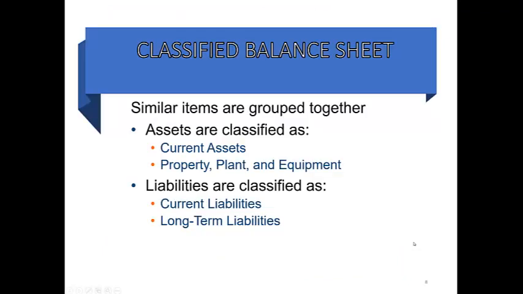Next, we'll look at the classified balance sheet. The balance sheet is now classified because we're going to classify our assets between current and long-term, which is our property, plant, and equipment. And we're also going to classify our liabilities, which we're going to break down between current and long-term.